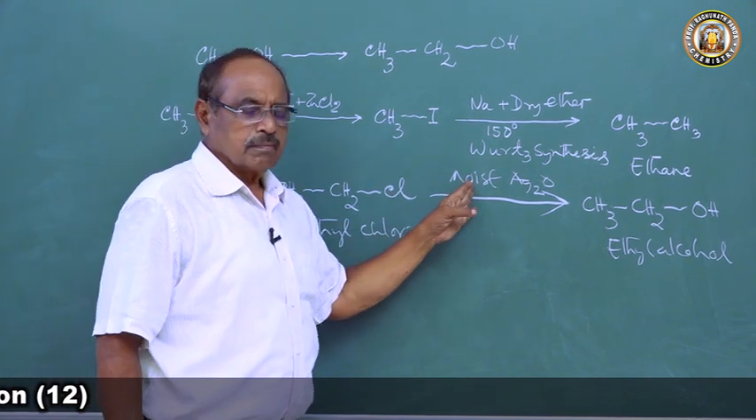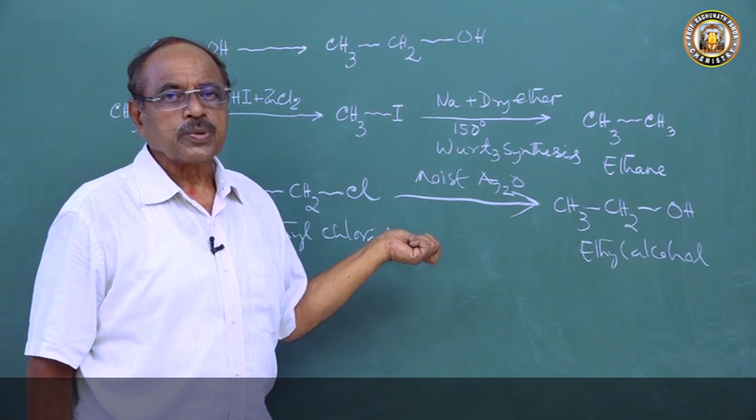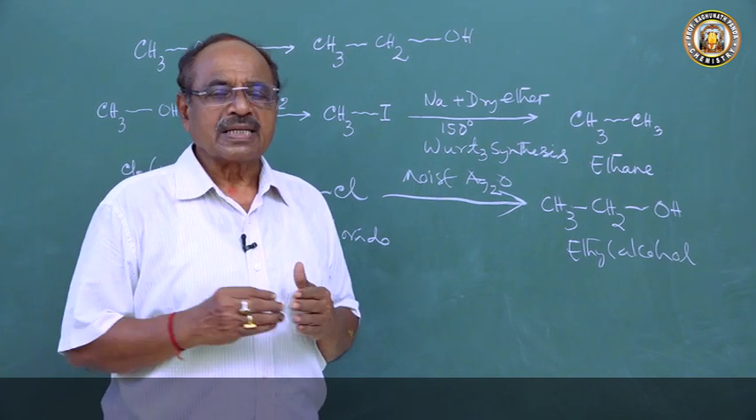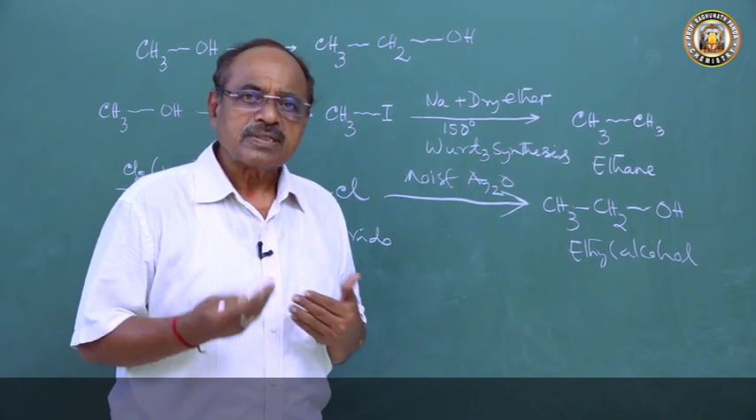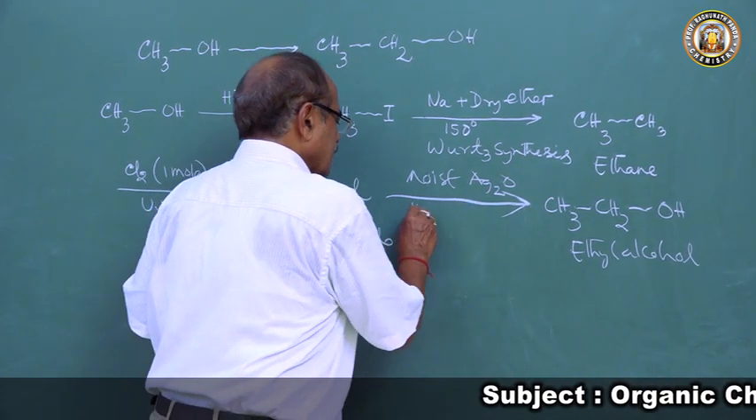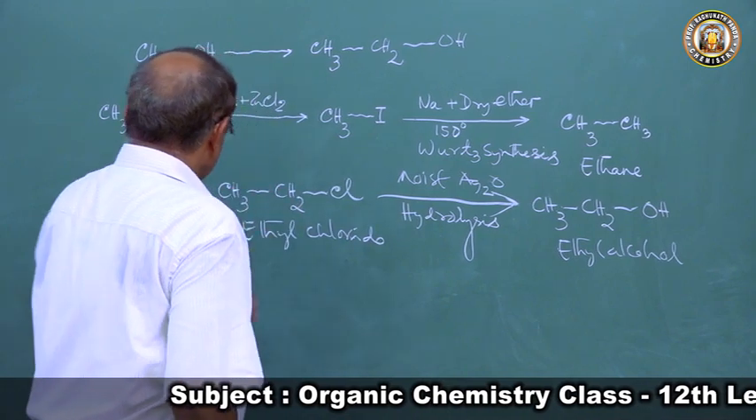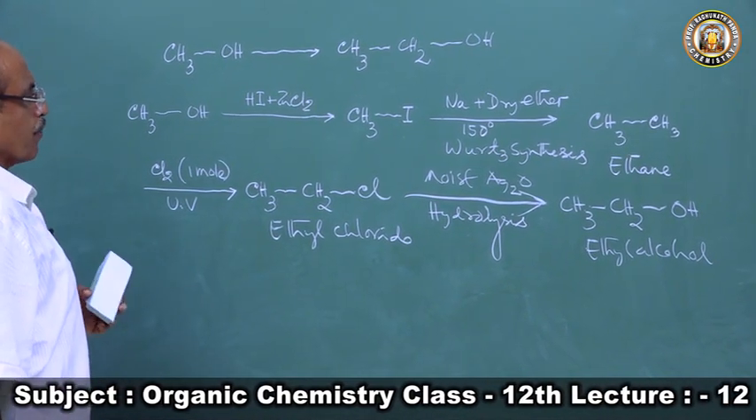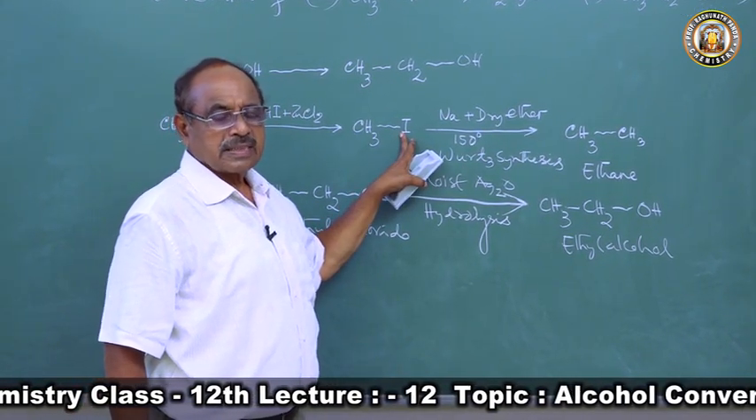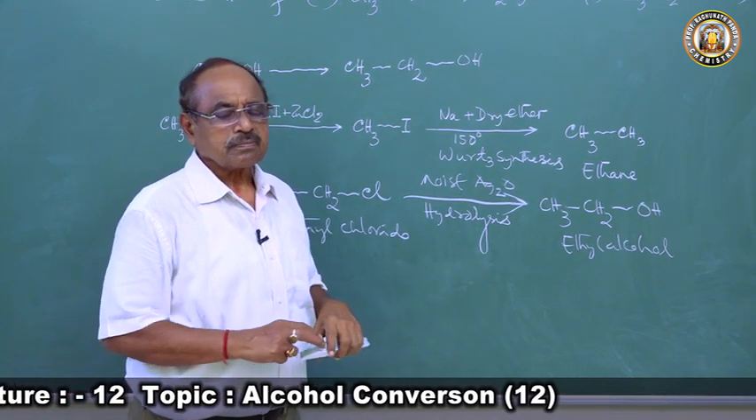We can use aqueous KOH or aqueous sodium hydroxide here, but there is a risk. I have discussed with you while discussing the preparation of alcohol that there is a chance of formation of alkene by an elimination reaction. So it is always better to take moist silver oxide. This reaction is called hydrolysis. So this is ethyl alcohol. We can also do this by cyanogen synthesis. That means instead of getting an alkane, we convert into an alkyl cyanide. Then the alkyl cyanide will be reduced to form an amine.